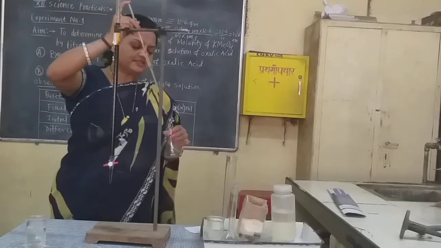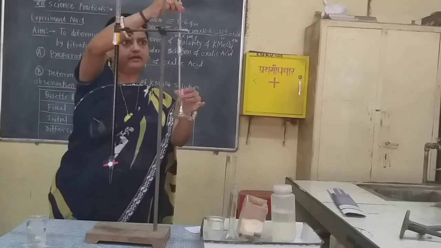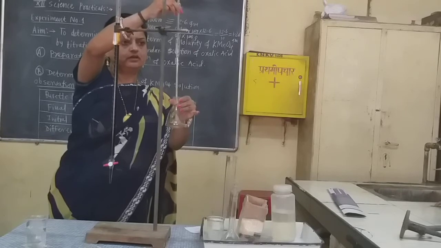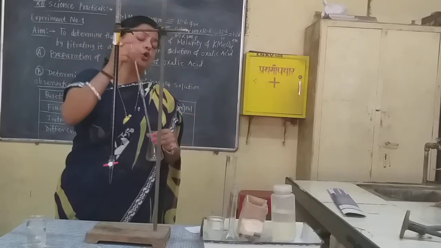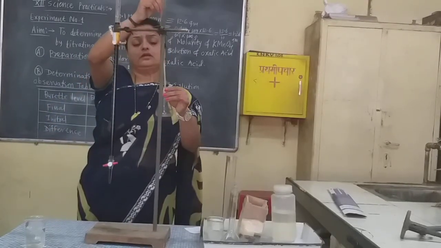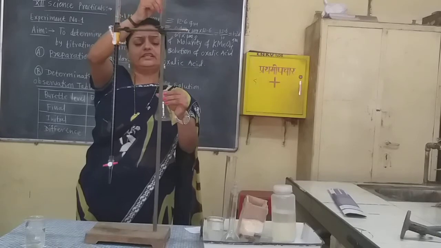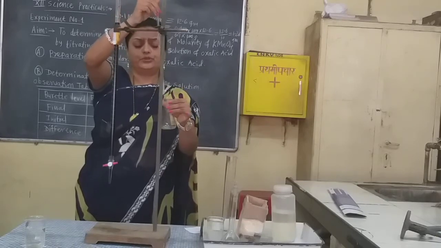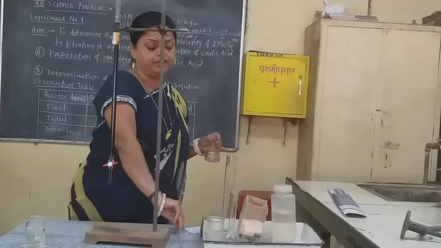Now pour this into the conical flask. All this solution gets collected in the conical flask. Do not blow the pipette. Only after pouring all the oxalic acid solution, you can put the pipette away.